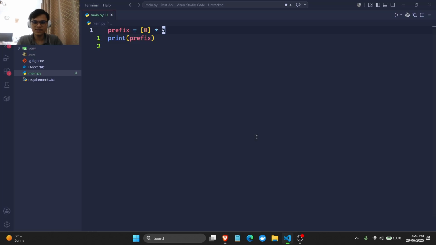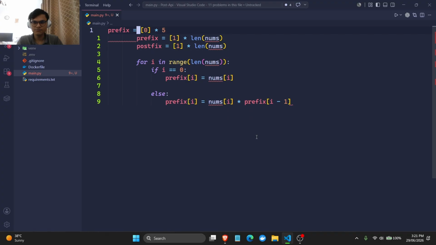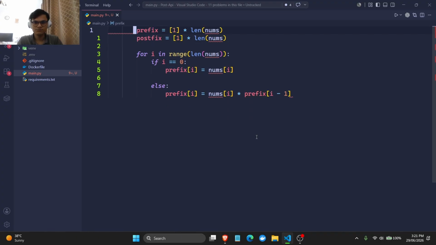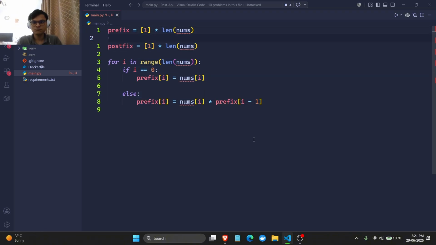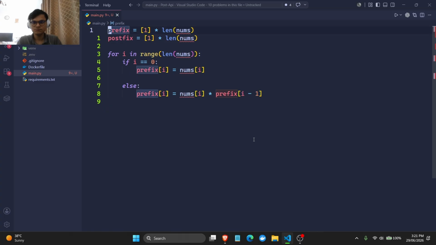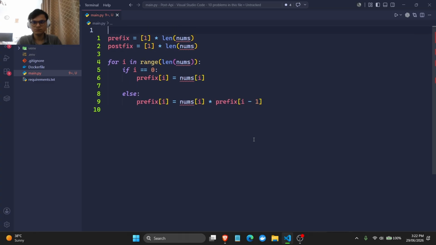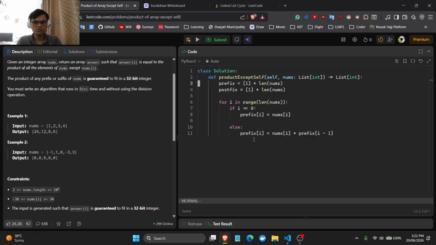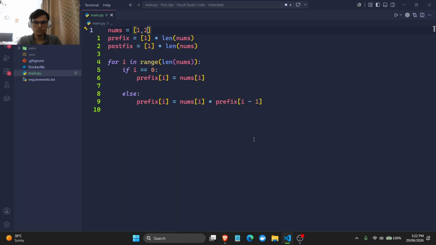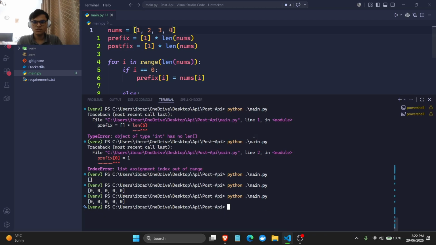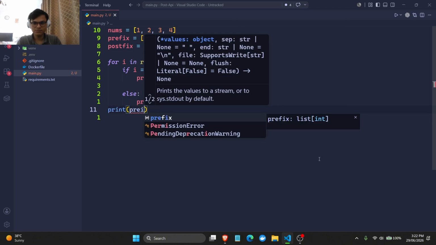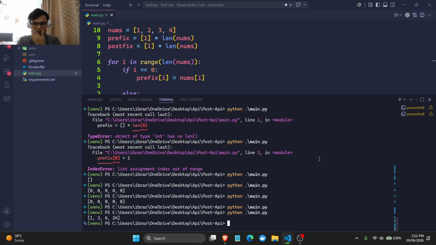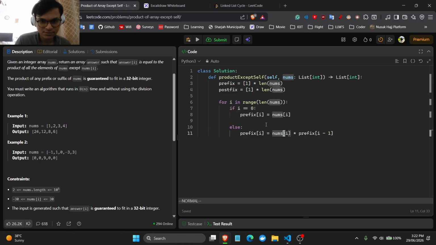Before I even run this, ये सही होगा, but nums is equal to 1 2 1 2 3 4. Okay, nothing happens, that is a good sign. Print prefix, we go 1 2 6 24, well that is simple.